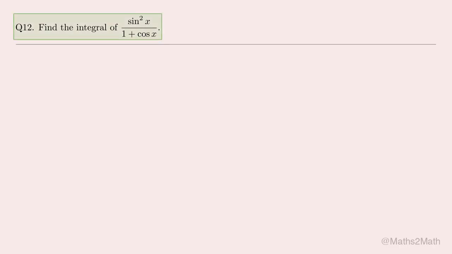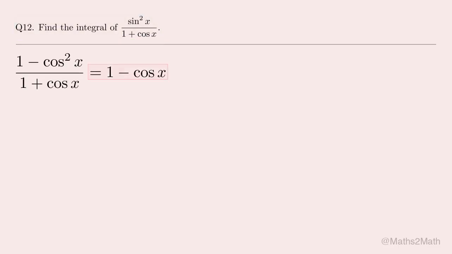Question 12. Sine squared over 1 plus cosine. Factor the numerator as a difference of squares. Sine squared is 1 minus cosine squared. The factor 1 plus cosine cancels. Integrate the 2 terms.